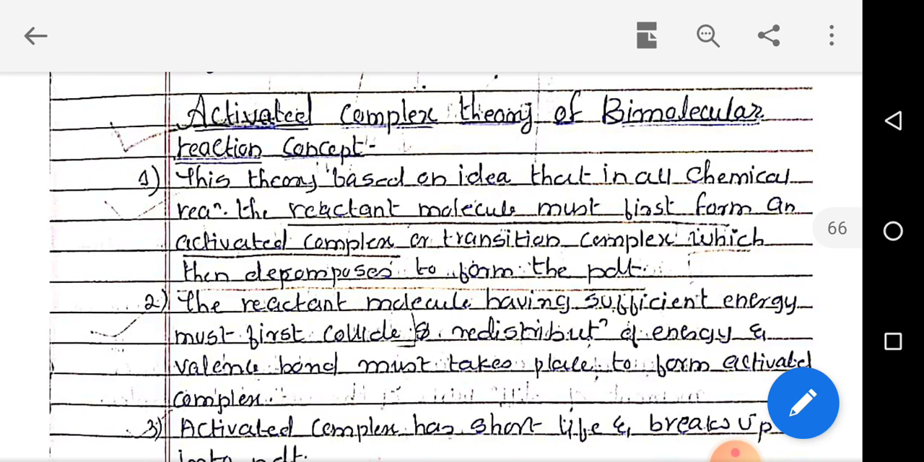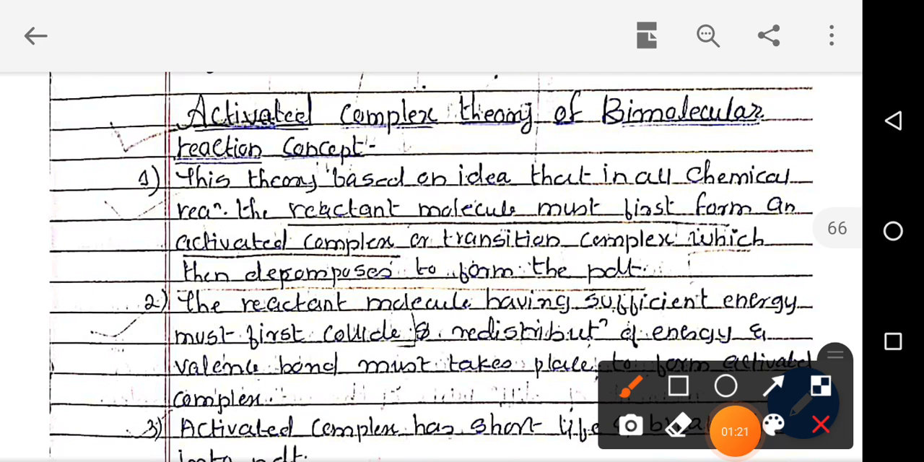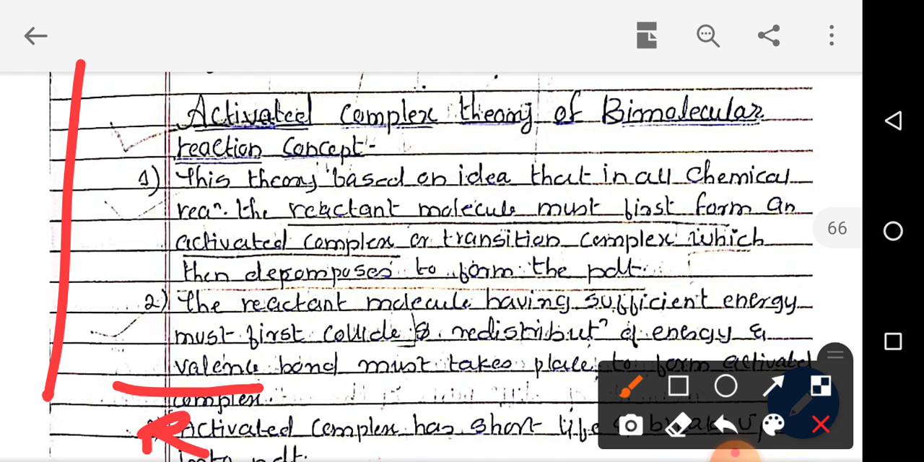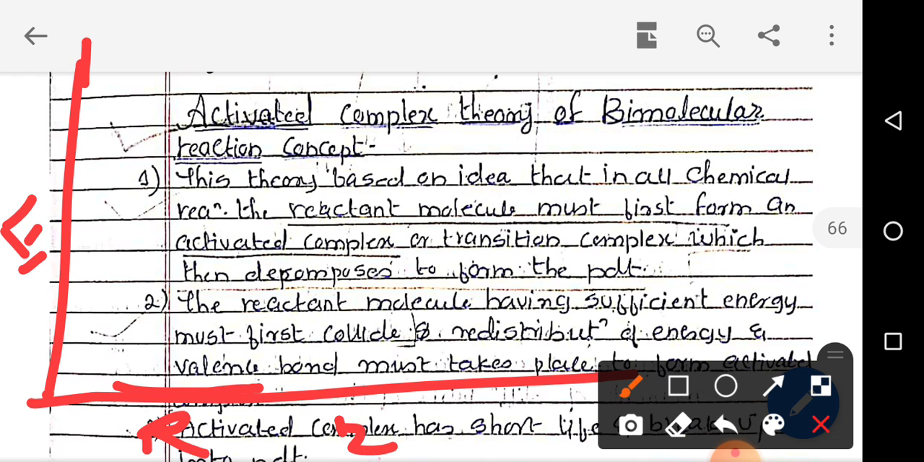We will draw it in a minute. We consider the reactant molecules. This is the energy profile diagram. This is the energy, and this is how the reaction proceeds. So this is the reactant molecules. The reactant molecules must first form the transition state. This is the transition state.